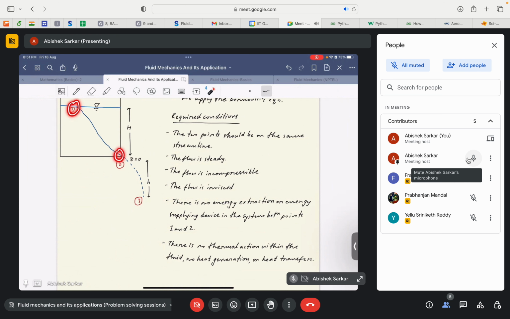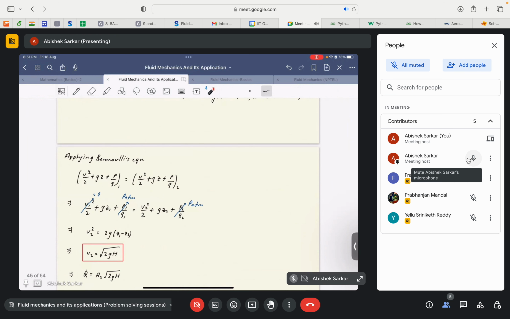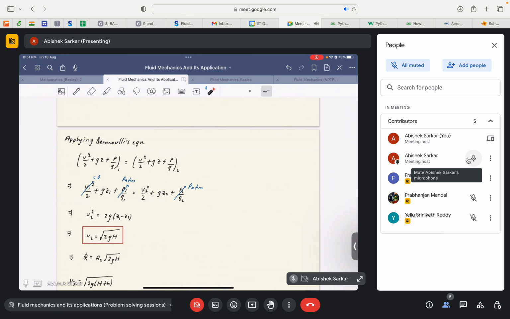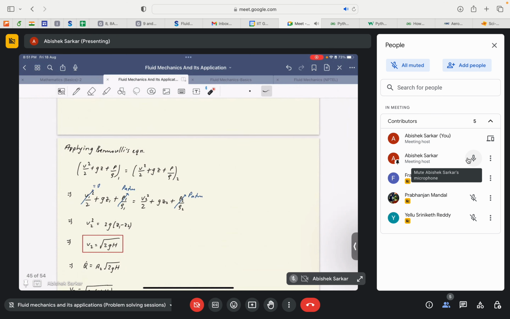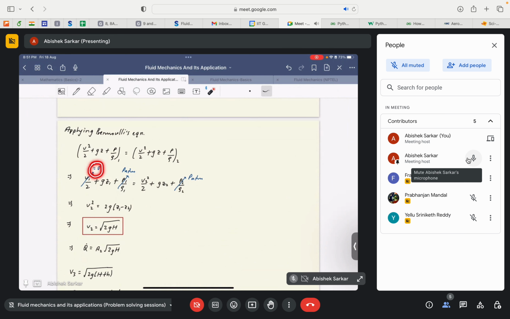So Bernoulli's equation at these 2 points would have this form: V1 square by 2 plus g z1 plus p1 by rho equals V2 square by 2 plus g z2 plus p2 by rho at point 2. V1 would essentially be equal to 0, because we assume that the rate at which this height is decreasing because of the release of fluid from this outlet is very low. So V1 can be treated as equivalent to 0.